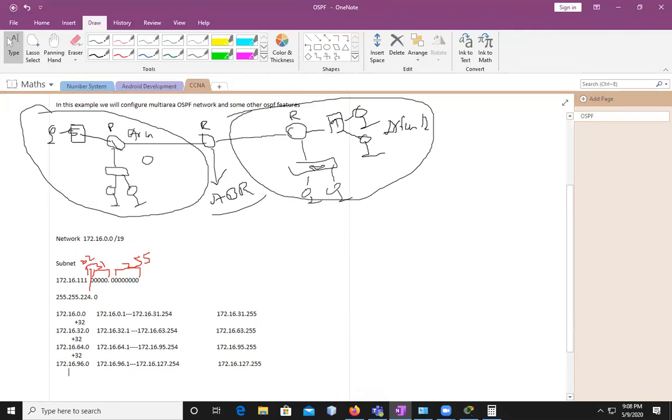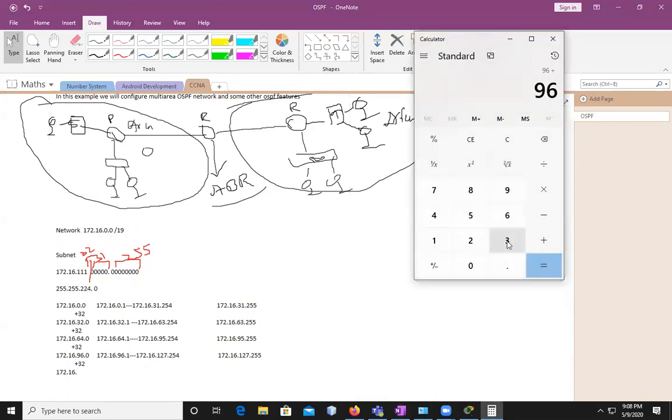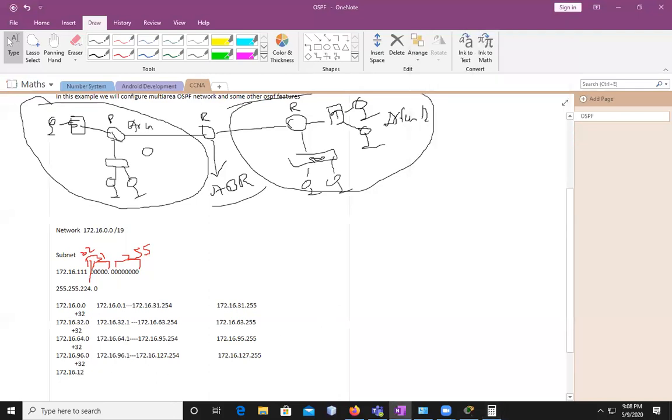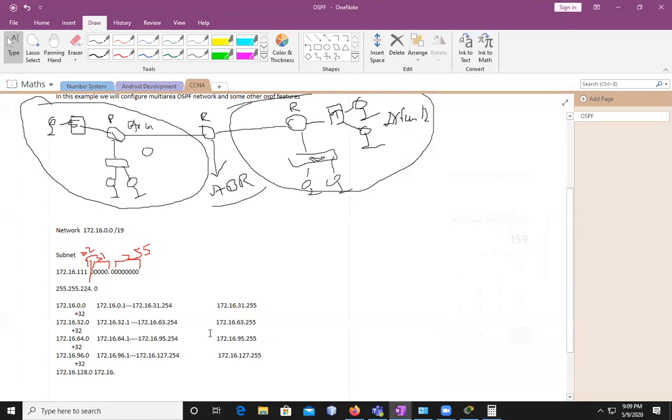And again plus 32. 172.16.96 plus 32, how much is it? 128. It will always be the number after 127, so it's very simple to go through. Then 128 plus 31 equals 159, so the broadcast is 159.255. The range will be 172.16.128.1 up to 172.16.159.254.